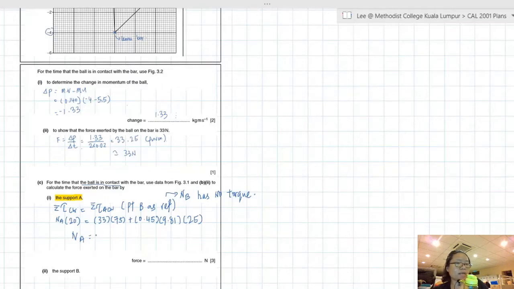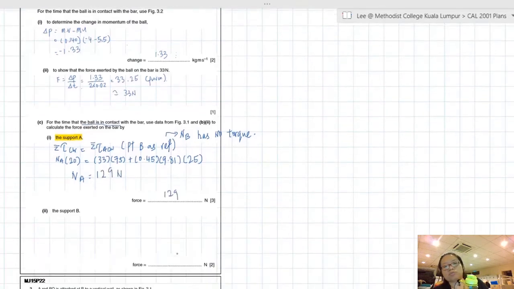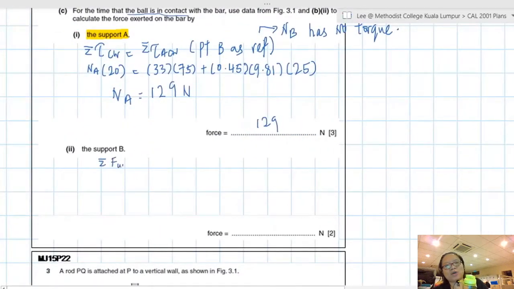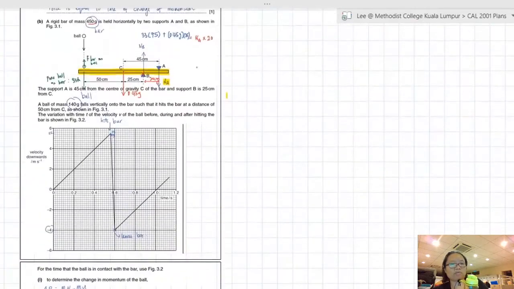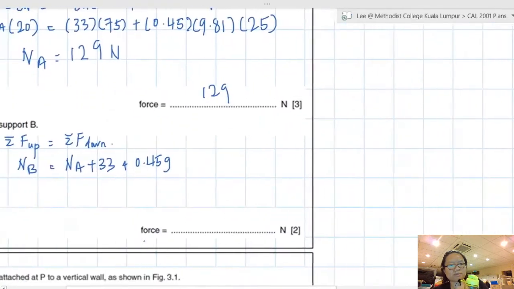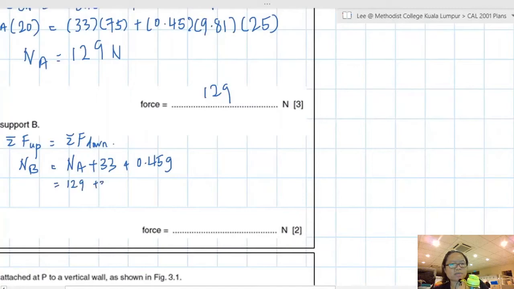This force, this NA, is only this value for that 0.04 seconds. And after that, it will return to normal. To find the force on support B, now you can use up force is equal to down force because you already know all of the forces. So your up force is NB, your down force is 33 plus 0.45 G plus NA. Ta-da! Then you can just substitute.